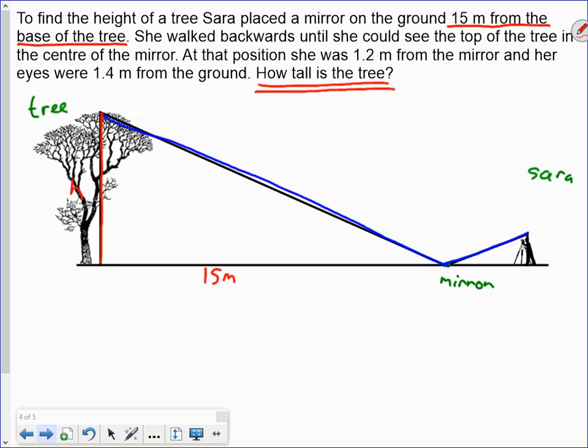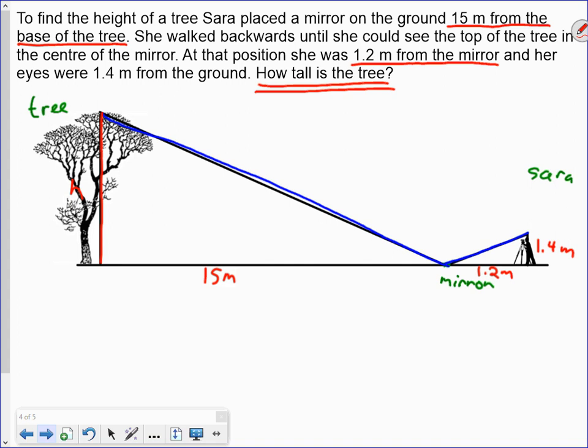She walked backwards until she could see the top. At that position, she was 1.2 meters from the mirror. So she is 1.2 meters from the mirror, and her eyes are 1.4 meters from the ground. So 1.4 meters over here.